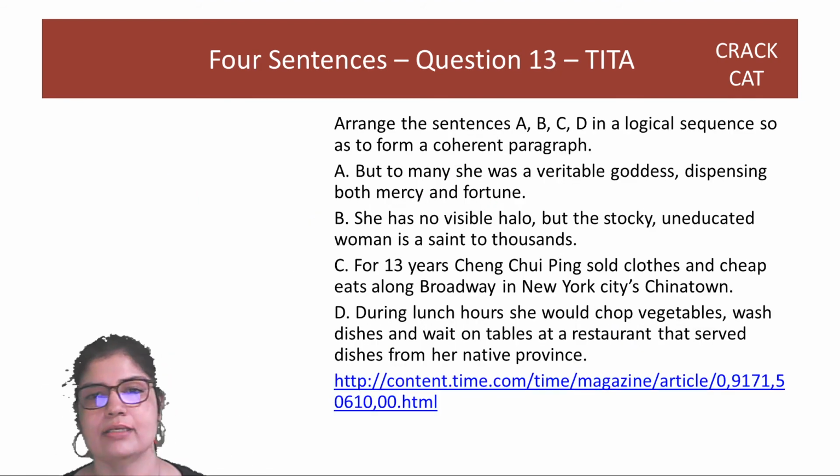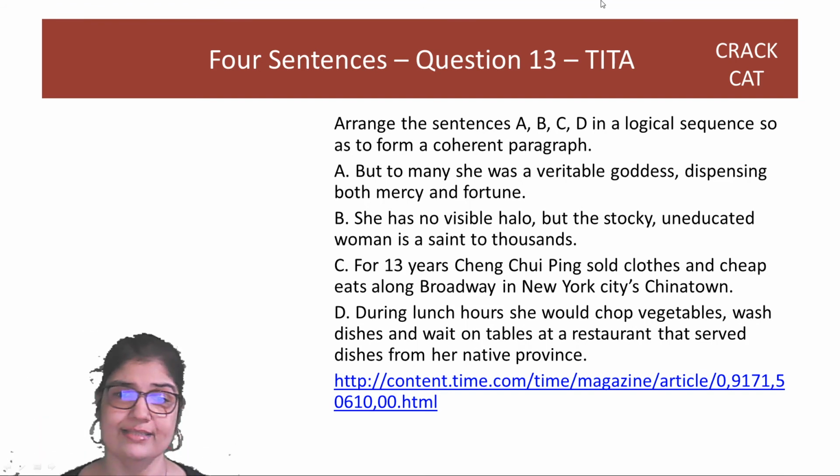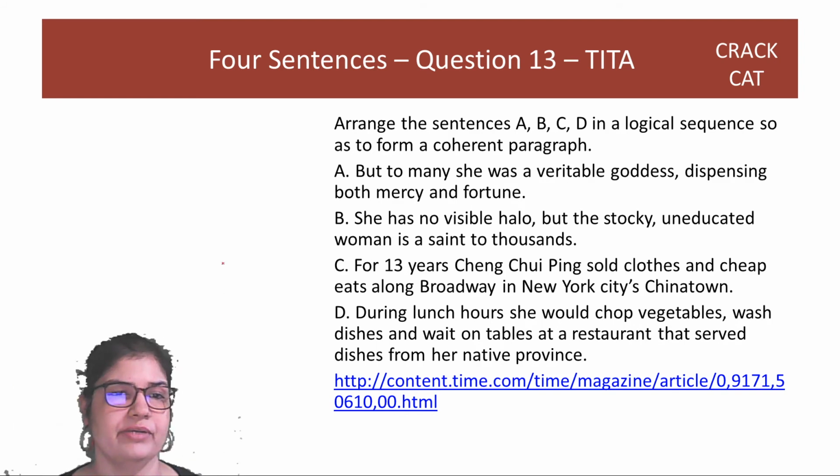Great. Now we look at 4 sentences. This is from Time magazine. It would be nice if you go and read an article about it, right?